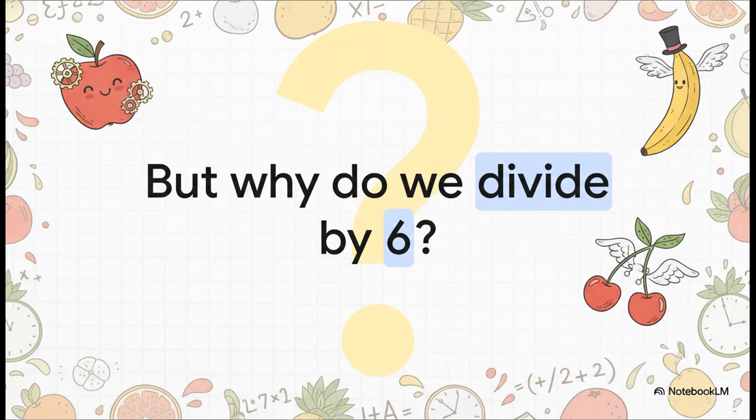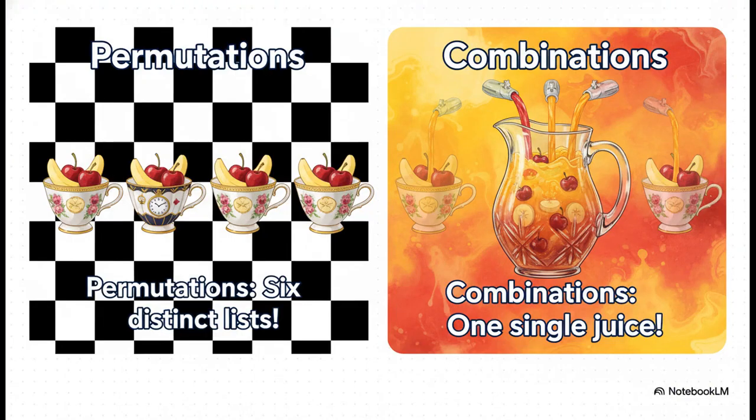Well, it takes us right back to our first little example with the apple, banana, and cherry. Just look at this. On the left, in permutation land, every single one of those is a different thing. But over on the right, in the real world of juice, all 6 of those different lists, they all just collapse into one single juice. It's the same drink. That's the whole point.